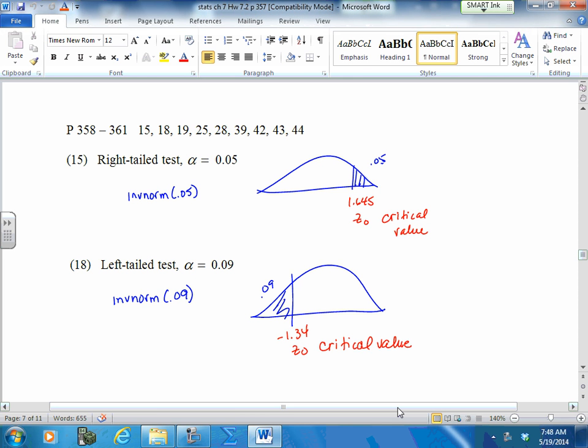Okay. Left tail test, 0.09. That is the area to the left. Look it up. That's your critical value. All you had to do was give me a sketch, critical value on the first view.